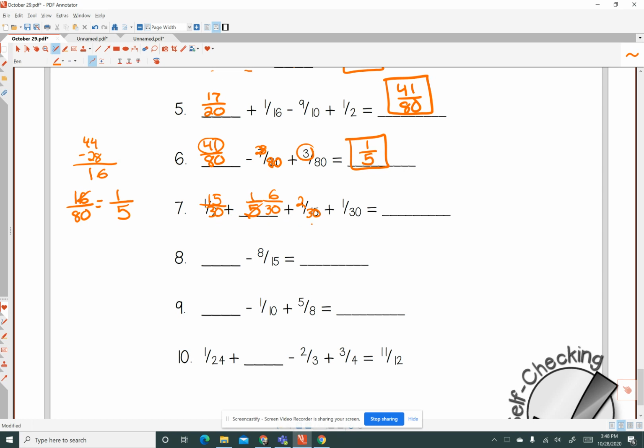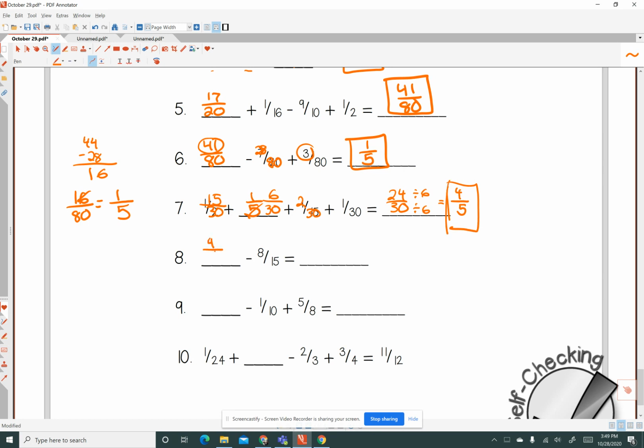15/30ths, 6/30ths, 2/30ths, and 1/30. So 15 plus 6 is 21, and 2 more is 23. This makes 24/30ths, which we can easily reduce because both of these are divisible by 6, which will give us 4/5. That's our final answer there.